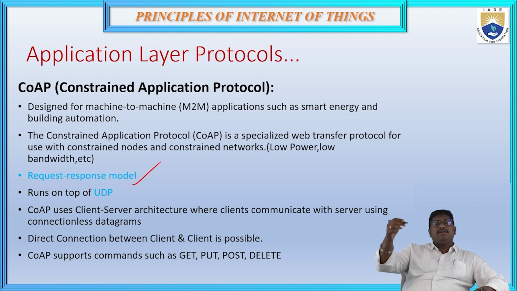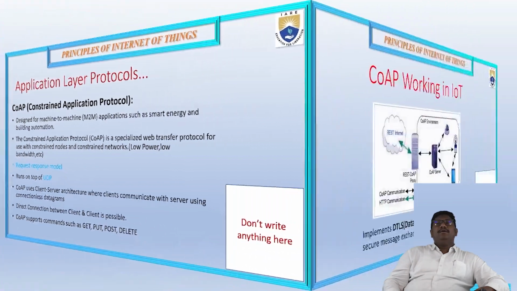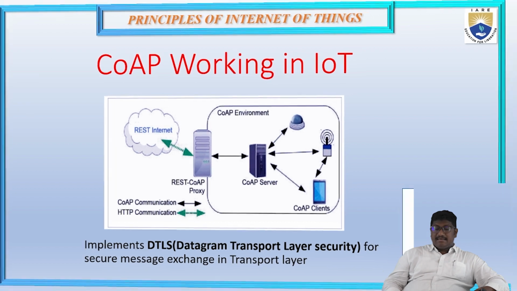Whatever you request, you are going to get some kind of response. Here the connection is between the client and server only. And this is going to support GET, PUT, POST, DELETE. These are the things supported by the Constrained Application Protocol. How CoAP functions in IoT, this particular diagram is going to tell. We are implementing DTLS, Datagram Transport Layer Security. We are using this security level for transferring information, transferring a message through the transport layer.